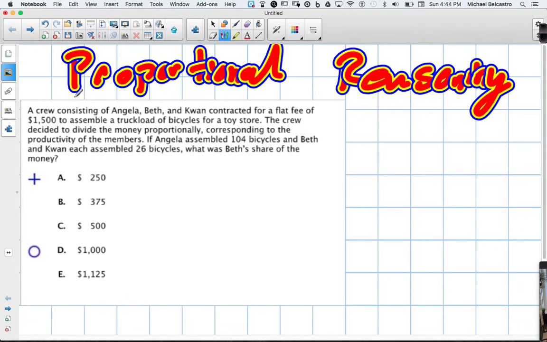Okay, so some proportional reasoning with a problem. Really, the hardest stuff with problem solving questions is pulling the question out of the problem. So I'm going to read it slowly and then we'll pull the important information out.